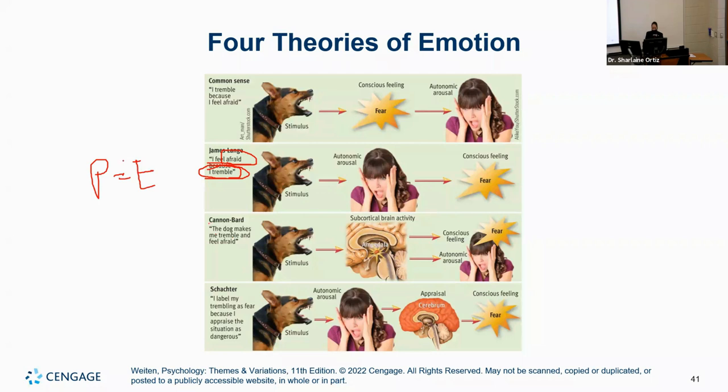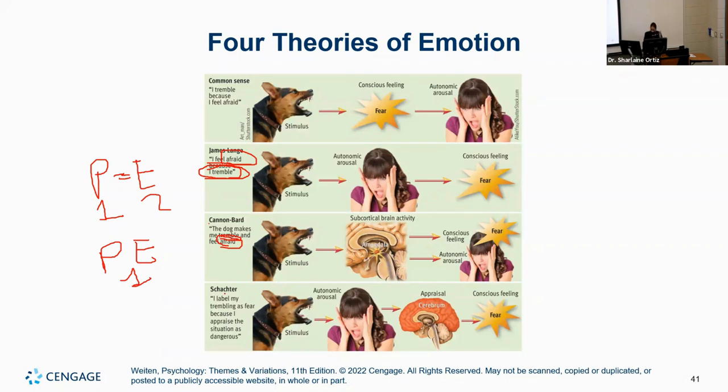Now, Cannon-Bard is not one that occurs after the other, so one and two. With Cannon-Bard, what we're trying to say is that the physical reaction comes along with the emotion. So the physical reaction and emotion are simply one and the same, so they occur at the same time.